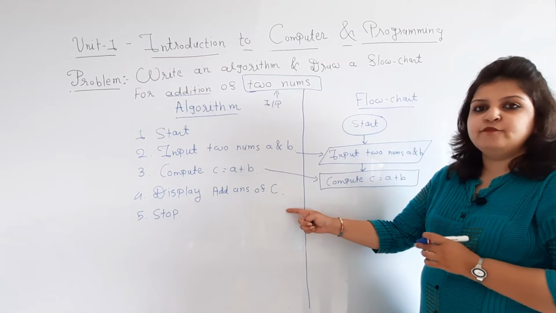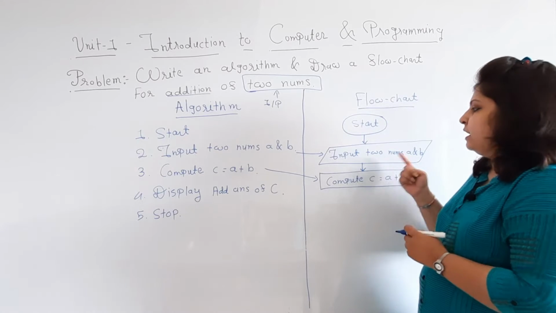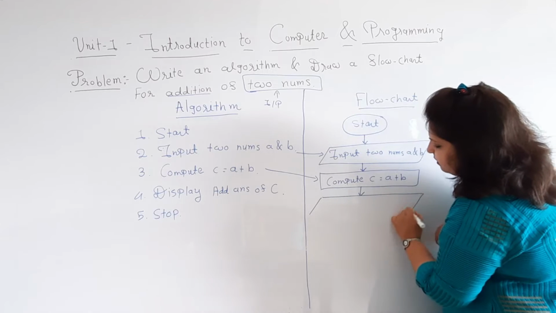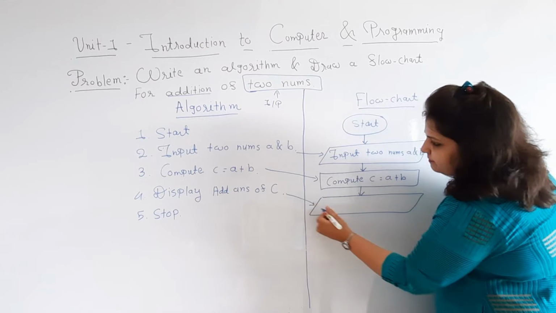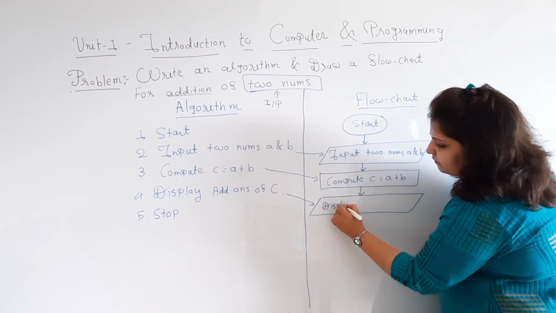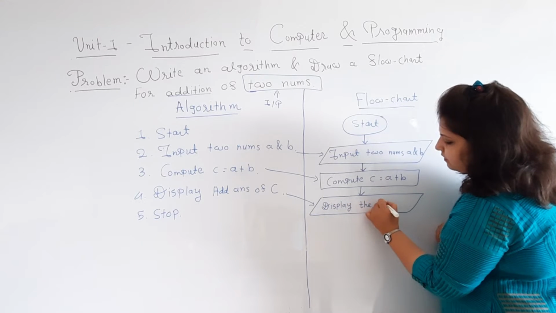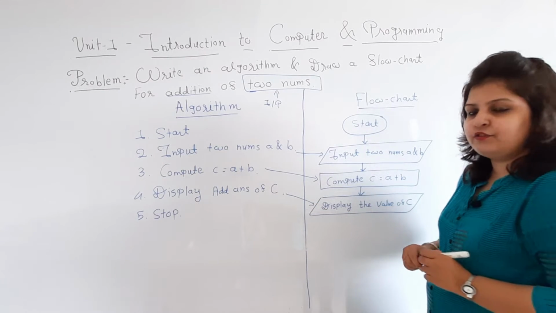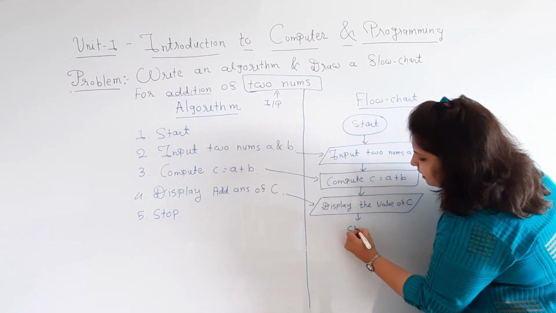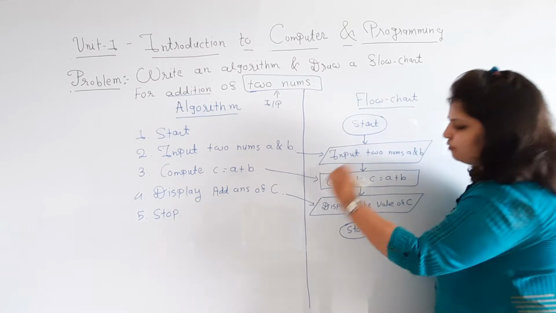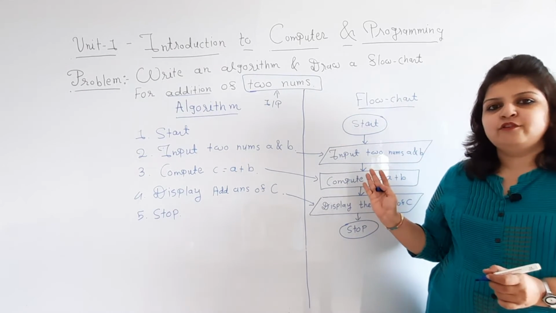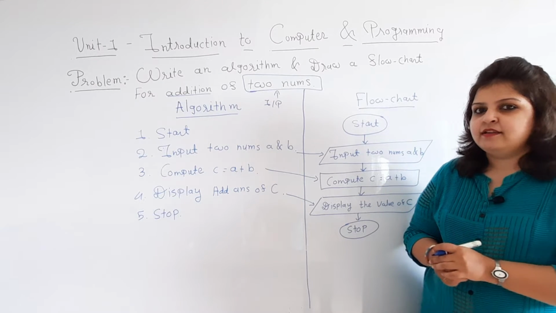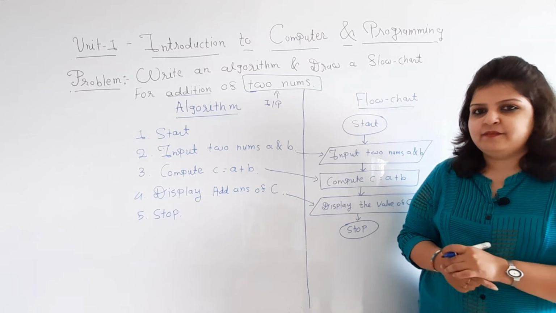And finally we have to print our output, and for output again we have to use a parallelogram. So in the parallelogram write the same sentence: display the value of C. Our last statement is stop, and stop we have to write in an oval shape. So this is the flowchart of addition of two numbers. Hope you understand our first category, that is the simple problem, very well.